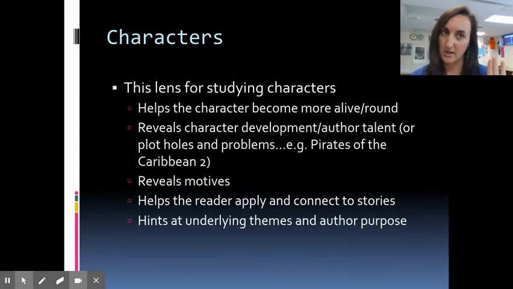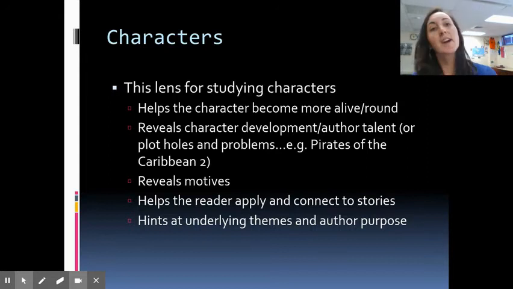So for example, Pirates of the Caribbean, loved the movies. Don't judge if you love number 2. But in the second one, you see characters make the same mistakes they made in the first one. Does that show an inadequate character development? Or does that show that the character never actually learned their lesson, right? Or does that show a naivety? Like, what does that mean when that cyclical thing happens?